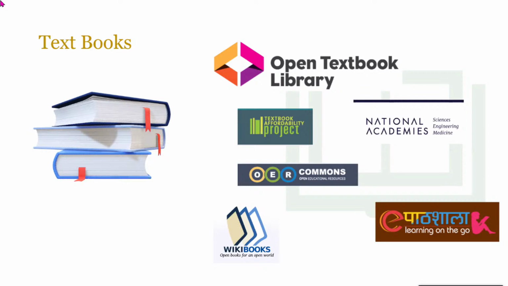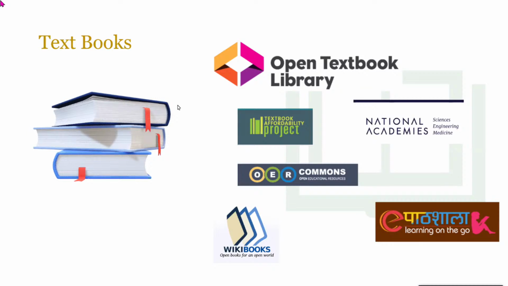Apart from that, we have OER Commons, where 10,000 of OER materials are available. Wikibooks has 3,447 books with 96,001 and 112 pages, so it's a treasure of books. Not only this, we have the National Academies Press, and in India we have ePathshala, which is facilitated by NCERT. So such kinds of resources are there to identify textbooks which are available on open platforms.